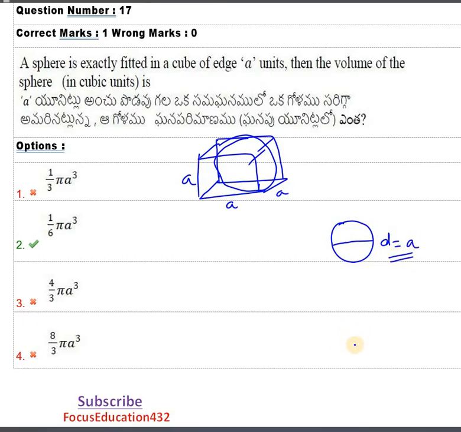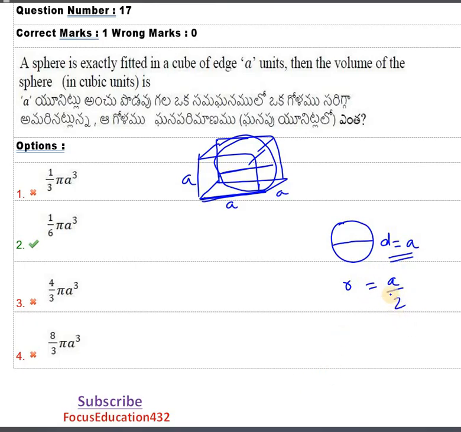The diameter is given as A; instead of giving it directly, some confusion has been created. Diameter is equal to A. Now what will be the radius? A by 2. Because it is exactly fitted, the edge of the cube and the diameter of the sphere are the same. So diameter is A means radius is half, A by 2.